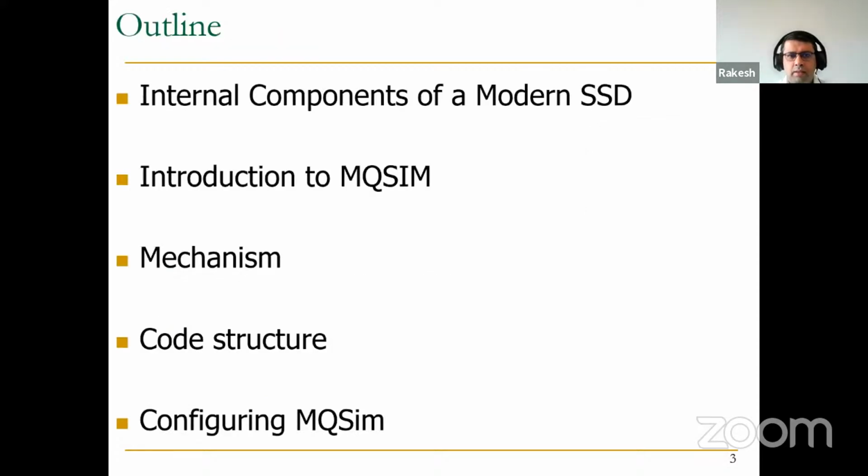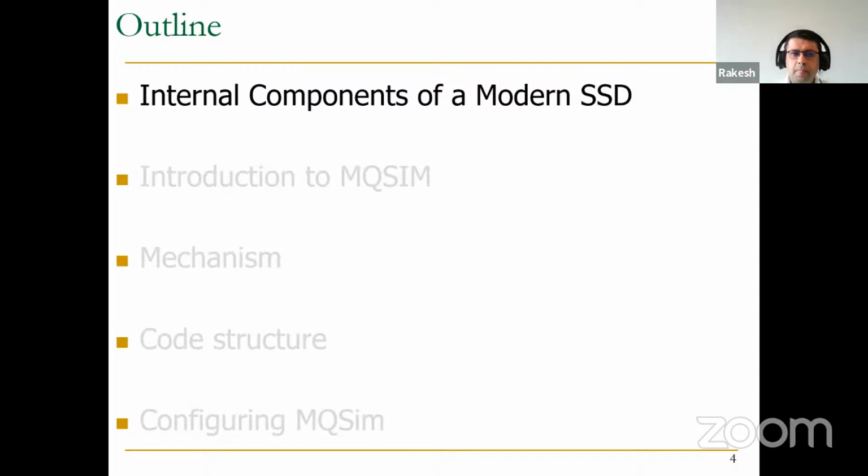Let's look at the outline for today's lecture. We'll briefly look at the internal components of a modern SSD. This will help us understand what an SSD simulator needs to model to understand the performance of a modern SSD. Then we have a brief introduction to MQSim, and we look at the core mechanism of MQSim. Then for the project, we look at the code structure and how to configure MQSim. So let's jump into the internal components of a modern SSD.